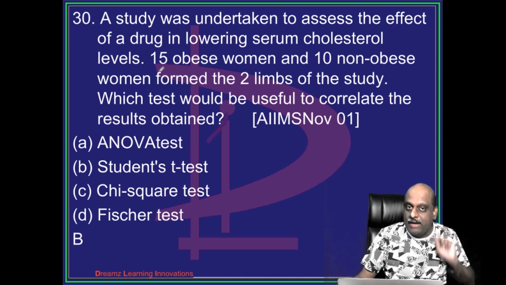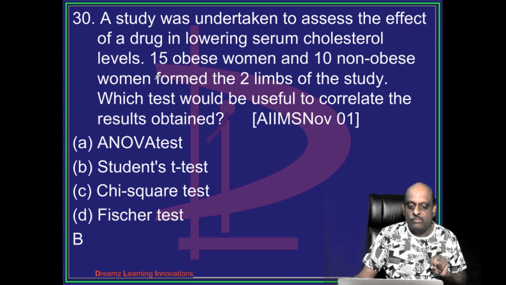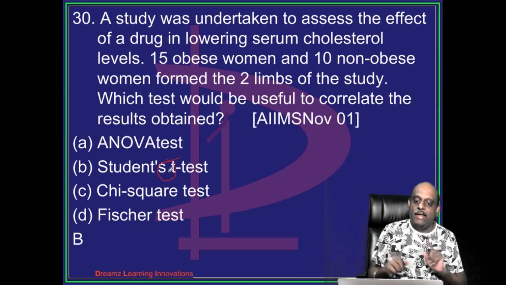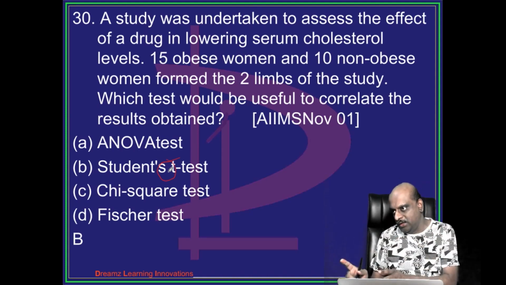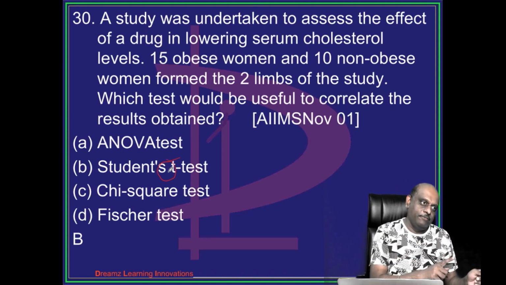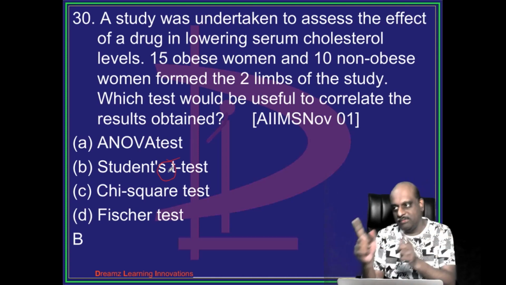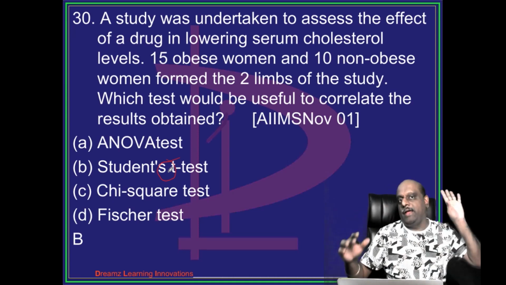Continuous variable को mean value रहता है. And you are only comparing 2 groups of people. So you can still use t-test. If there would have been many groups, right? Like 15 obese Gujarati women, 15 obese Telangana women, 15 obese Kerala women, 10 non-obese Kerala women, multiple groups, then ANOVA test.